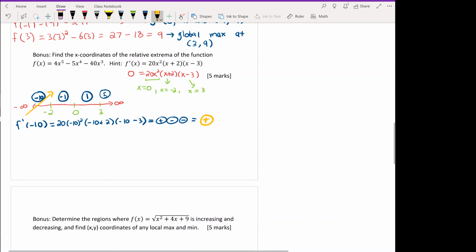Now we do the next test value. Plug that into the first derivative, f prime of negative 1, that's going to be 20 times negative 1 squared times negative 1 plus 2 times negative 1 minus 3. Put it all together, we get positive times negative. So this time we get negative. So the function is decreasing in the second region. Okay, right away we can say max at x equals negative 2. It looks like the top of a hill.